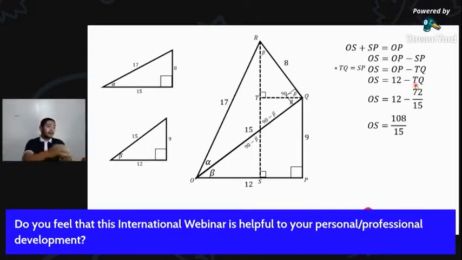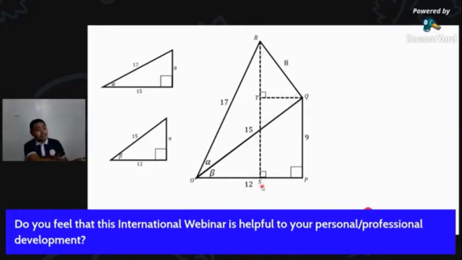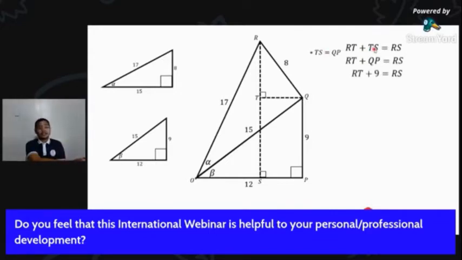Let us proceed. We already have the value of OS. Let us now identify the value of RS. Same process. RS is equivalent to RT plus TS. RS, this whole broken line, is equivalent to RT plus TS, by segment addition postulate. Next, TS is equal to QP. This is a rectangle, right? So we can substitute TS by QP. QP is 9 based from this illustration.